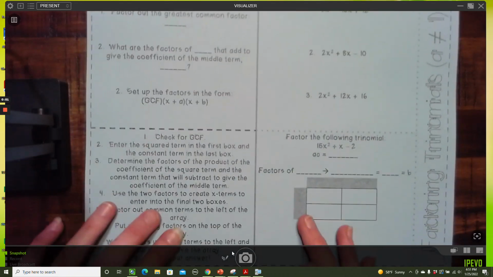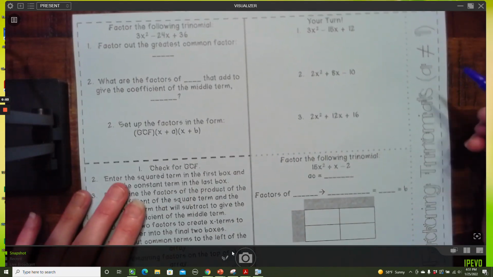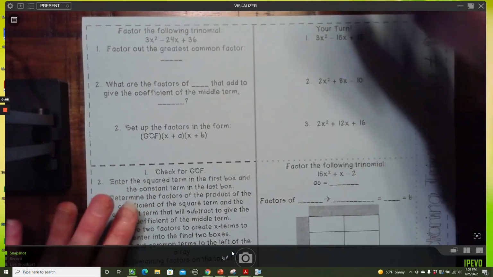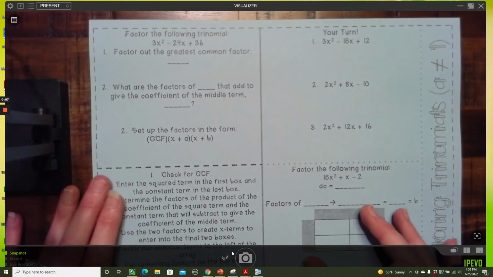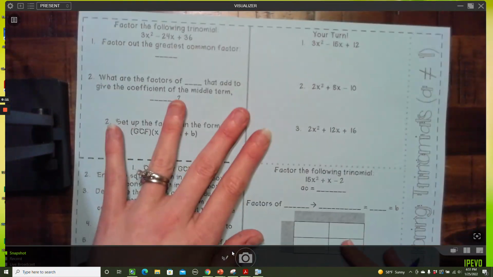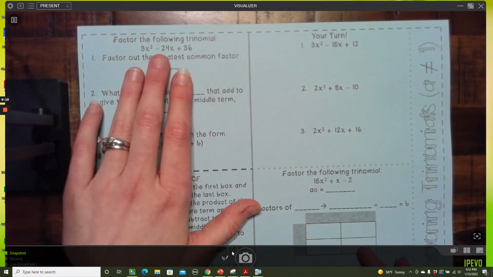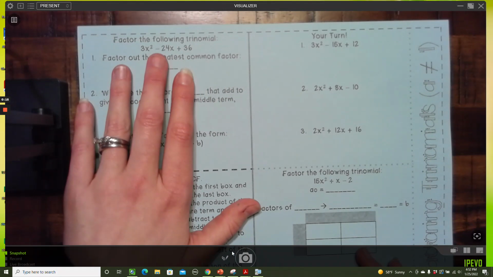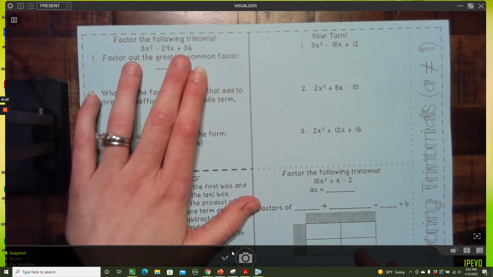This video is for the factoring trinomials where a does not equal 1 notes. Okay, so our first one here, we're going to use the factor method. Number 1 says, factor the following trinomial, 3x squared minus 24x plus 36.